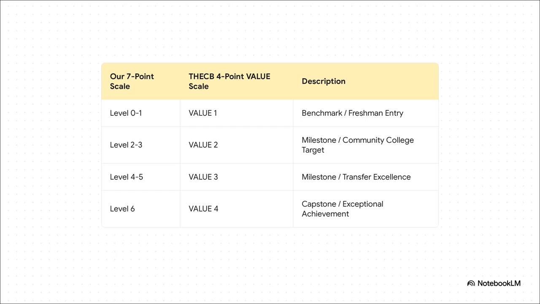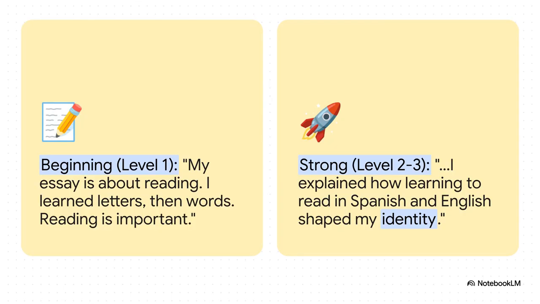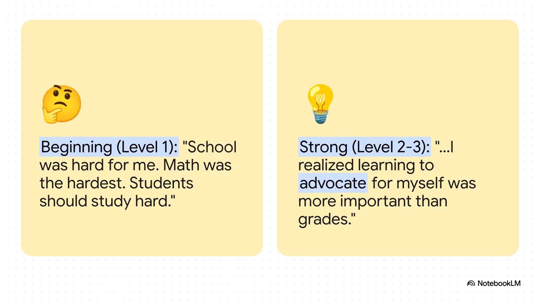It's pretty slick. And this is where you can really see that growth we're talking about. I mean, just look at the jump in written communication here. A beginning student is stating simple, disconnected facts. Reading is important. But a student who's hitting that target level is doing something way more complex. They're crafting a narrative, analyzing their own identity, managing an academic tone. That's a huge, tangible leap forward. And we see that same exact jump when we look at critical thinking.